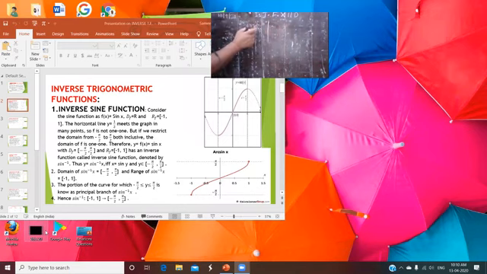Here you see that sine is defined for all real numbers, so its domain is all real numbers, and its range is minus 1 to 1. Now if you plot it for minus pi to pi, the graph of the sine function is already shown in your slide, so you can very easily draw it on your fair copy with the help of the slide.